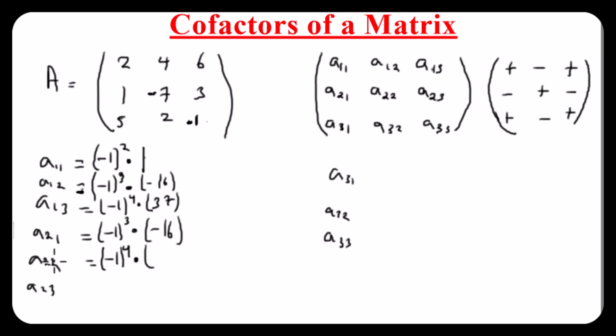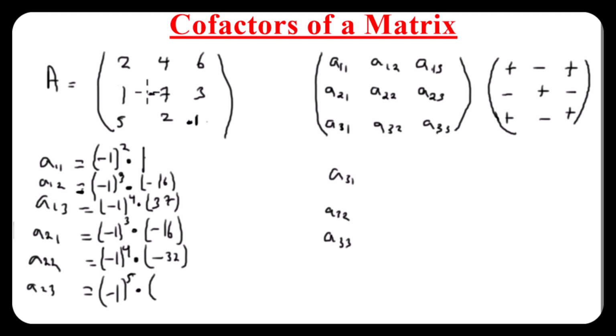Okay, so A22, where's A22? Negative 7 belongs to the second row and second column. So what do we have? We're striking out the second row, and then we're striking out the second column. So I'm left with 2, 6, 5, and 1. So 2 times negative 1, that's negative 2. 5 times 6, that's 30. So negative 2 minus 30, that's negative 32. Okay, so you can see how easy it is. We're just repeating the steps. So negative 1 to the power of 2 plus 3, that's the power of 5. Okay, dots.